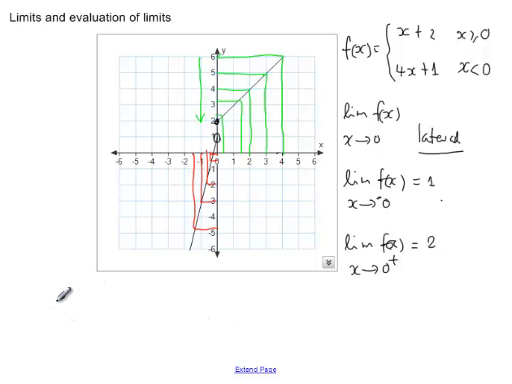Now, let's leave that as it is there. Let's talk about the same function at a different point. In this case, I'm going to choose the point to be 2. Let's look at the limit of f of x as x is approaching 2.